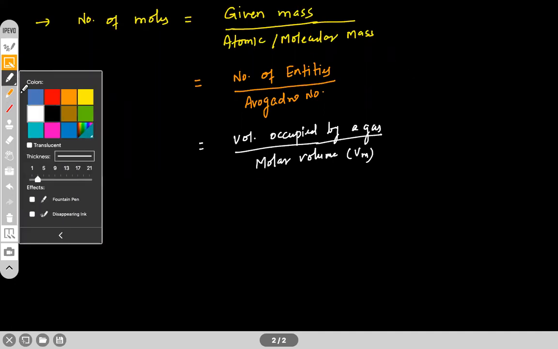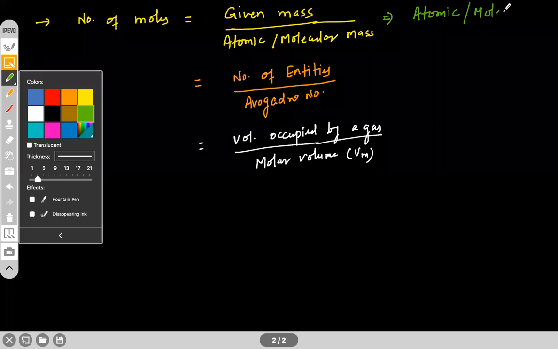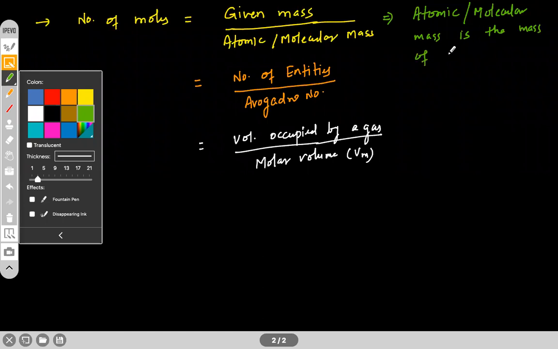Why do we have this formula? Because we know that atomic mass or molecular mass is the mass of 1 mole of an atom or molecule. This is the relation we have. That's why the number of moles is given mass by molecular mass.